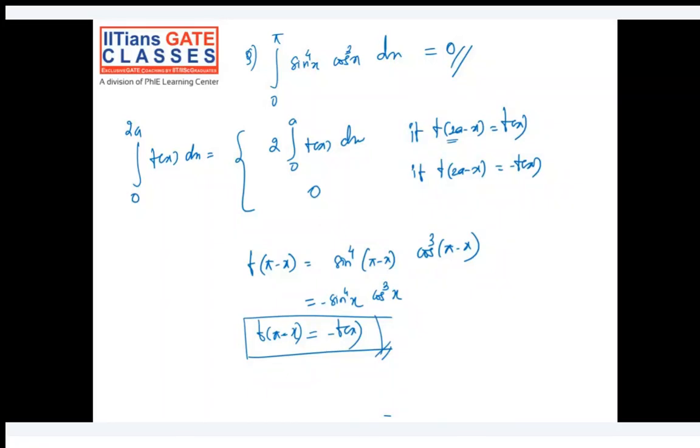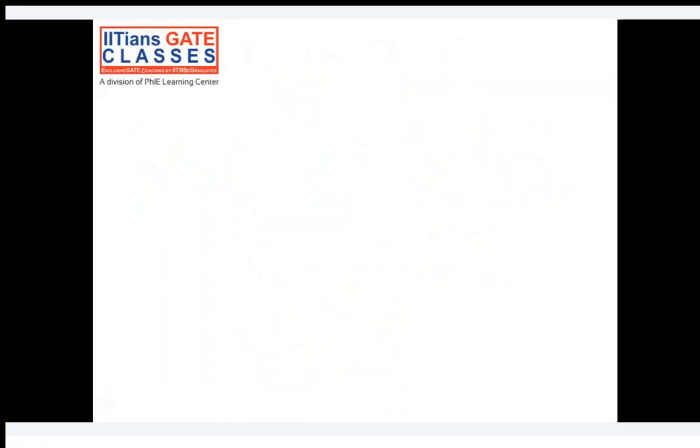Next question. How will you approach here? I hope with that logic, you know how to solve this question. So I'll give you the homework question: integral 0 to pi of sine cube x cos raised to the power of 4x dx. Okay. So you solve this in the same way.